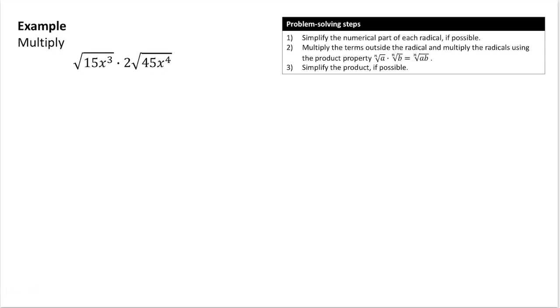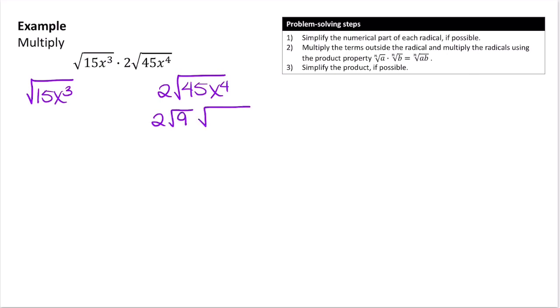First, I'm going to take each radical and look at it separately, and I'm just going to look at the numerical part and see if I can simplify that. For example, 15: I want to see if there's any squares I can divide out of 15. And there aren't, so I'm just going to leave that one alone. But if I look at 45, I can factor a square root of 9 out of there, right? So the square root of 9 times the square root of 5 is equal to the square root of 45, so I'm just going to leave that 5 in there with that x to the 4th. So 2 times the square root of 9, that's going to be 2 times 3, and then we have the square root of 5x to the 4th. So we have 6 times the square root of 5x to the 4th.